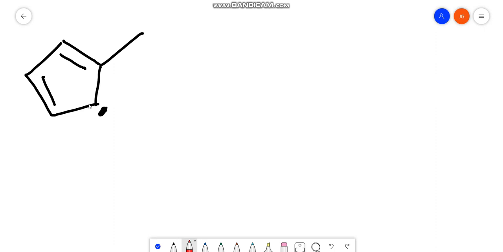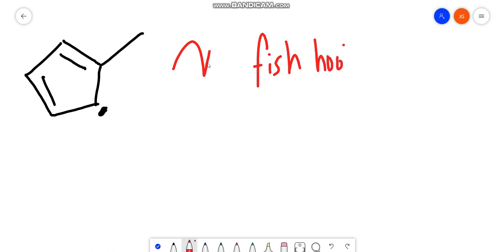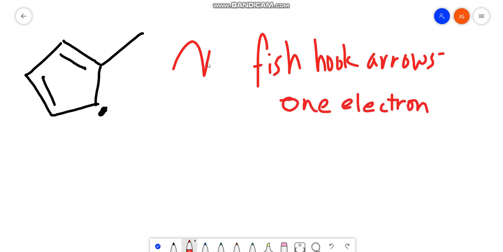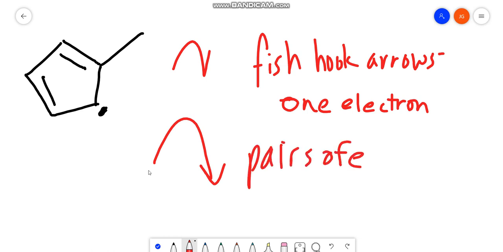The first is that because we have a radical here, we are going to be using fishhook arrows. So arrows with only one of these barbs coming out of the end, kind of looking like a fishhook. These denote the movement of one electron. This is as opposed to the other kind of electron pushing arrow we normally see, this double-headed arrow, which you're probably more familiar with, which is used to show pairs of electrons. This double-headed arrow is very useful, but because we have a radical here, we want to show the movement of one electron at a time, so we'll be using fishhook arrows.